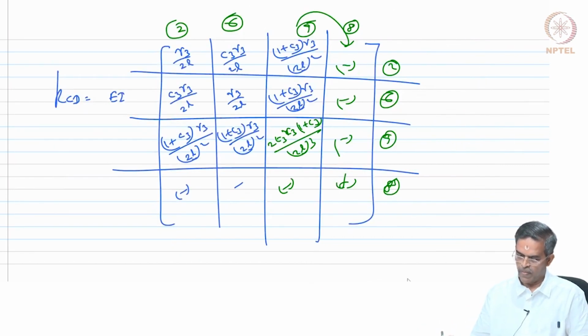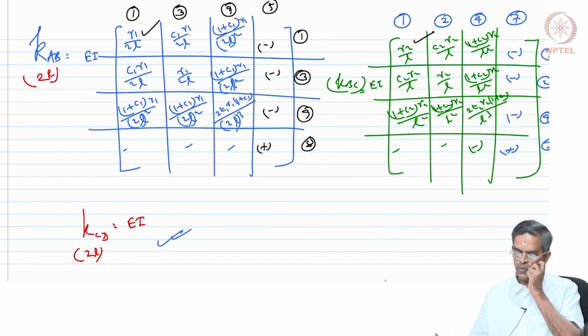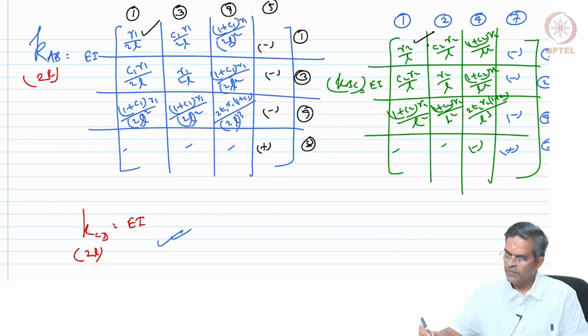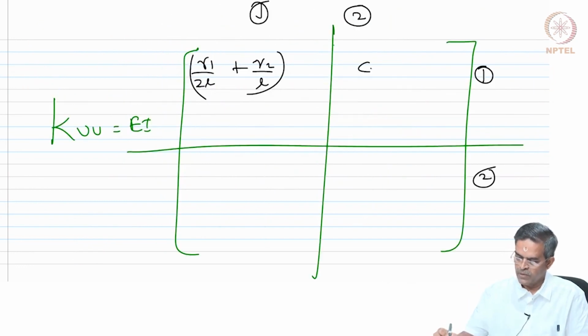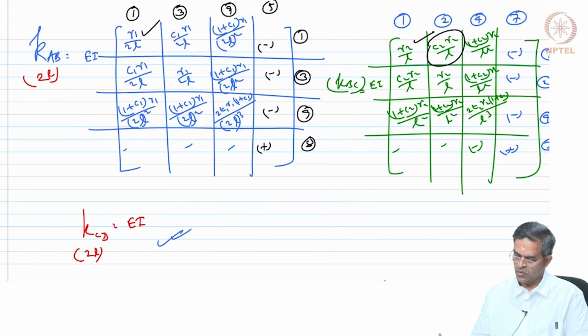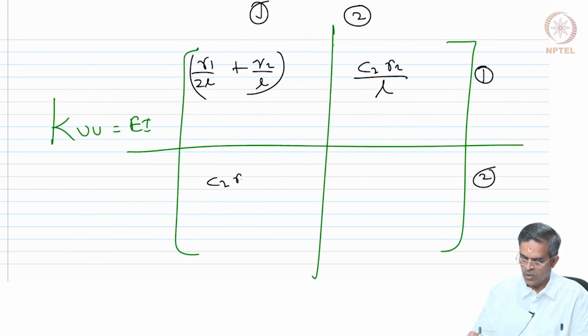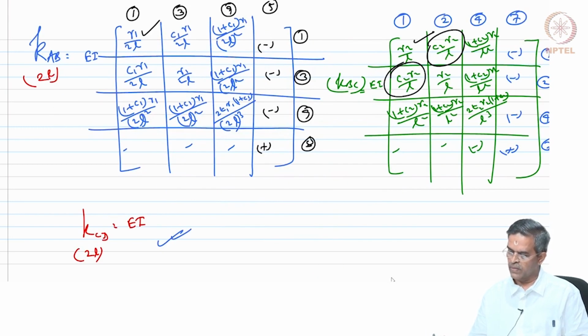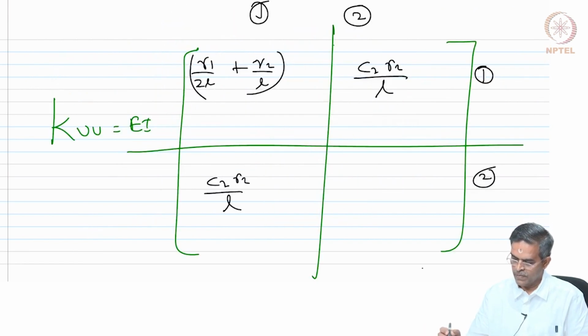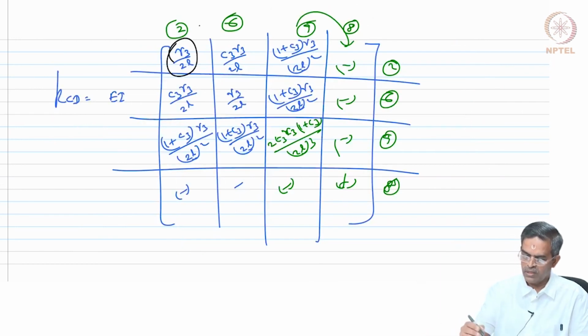Let us do for 1, 2. So 1, 2 is here, C2 R2 by L. So let us say 2, 1 is here, C2 R2 by L. Let us go for 2, 2. 2, 2 are 2 places. Let us say R2 by L plus, then we also have R3 by 2L, right.